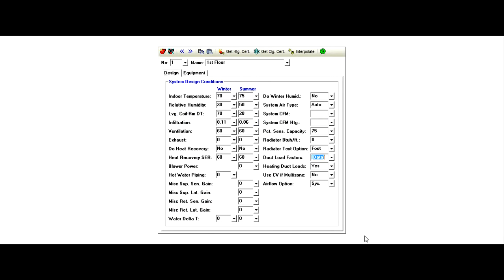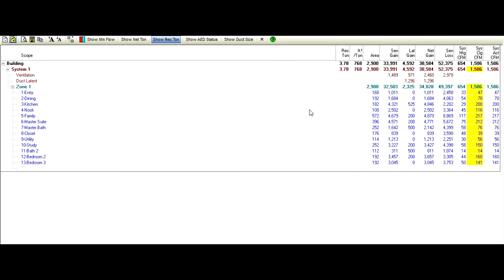Okay, so now if we look at our load preview, this is our new 2012 house. In the summer, 38,584 BTU of heat is entering the house. And then in the winter, 52,375 BTU of heat is leaving the house. So now how does that compare to the 2009 house?